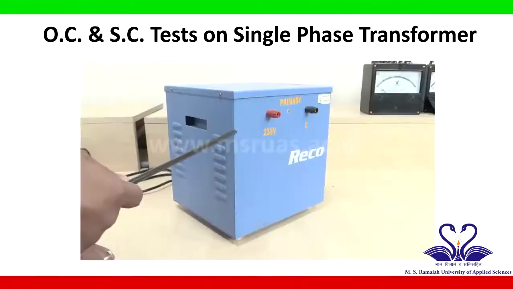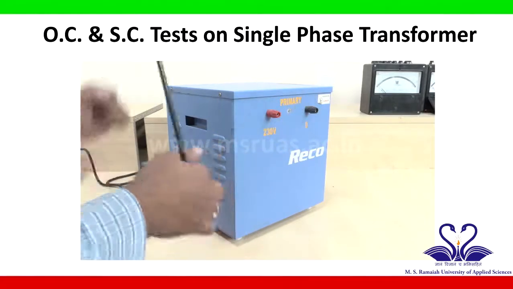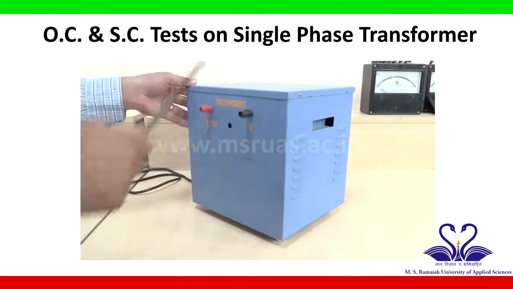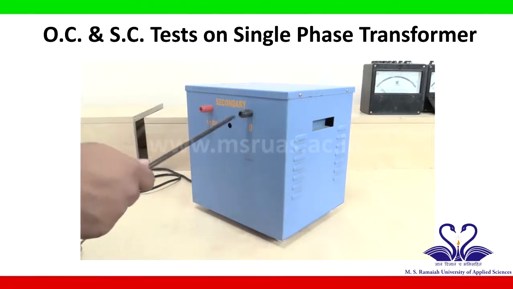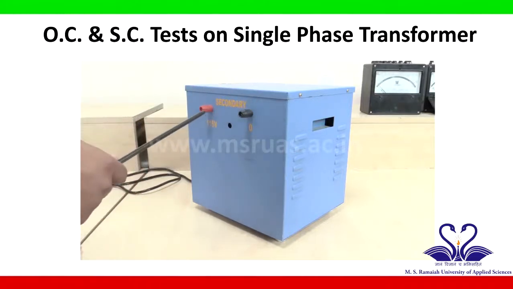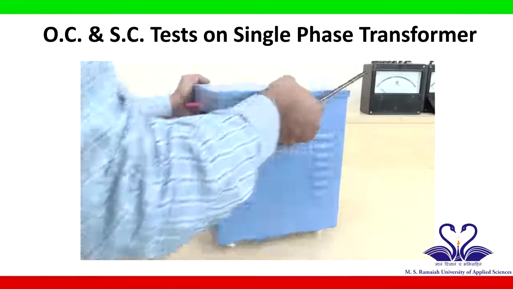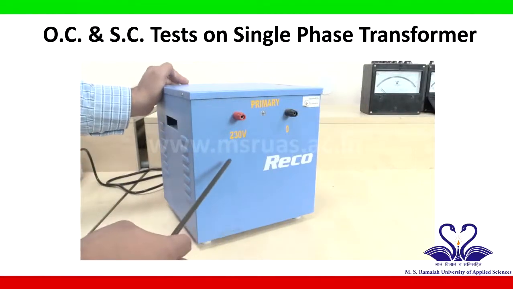A transformer is a static device which changes power from one voltage level to another voltage level, keeping frequency constant. A transformer basically has two sides, primary and secondary. Primary and secondary both have two terminals, phase and neutral. This transformer rating is 1 kVA. The secondary voltage level is from 0 to 115 volts and the primary voltage level is 0 to 230 volts.